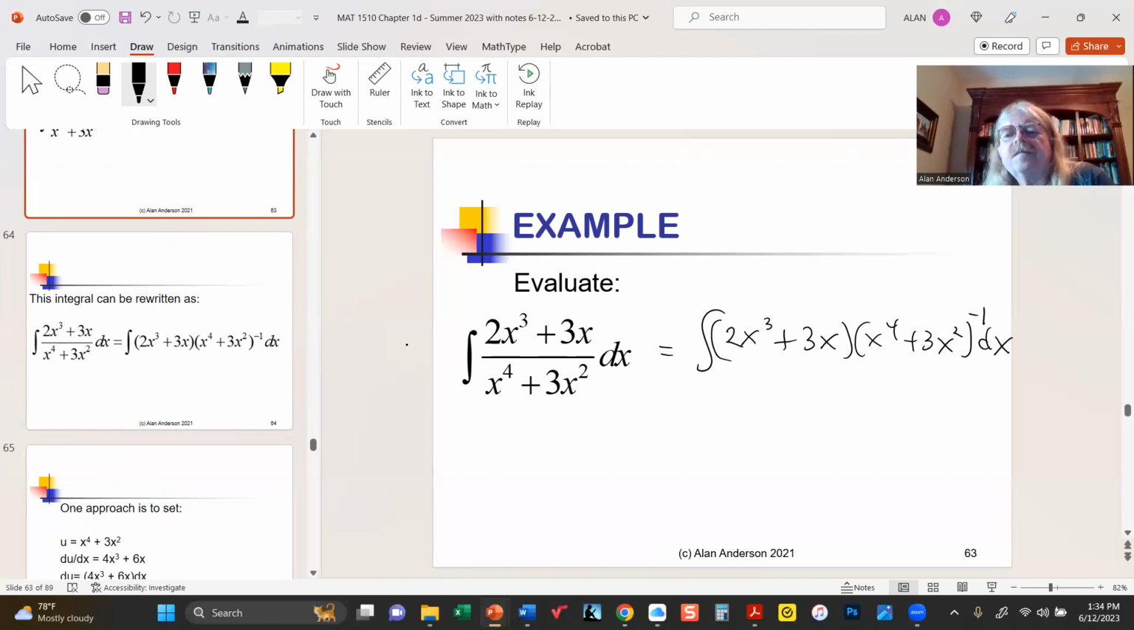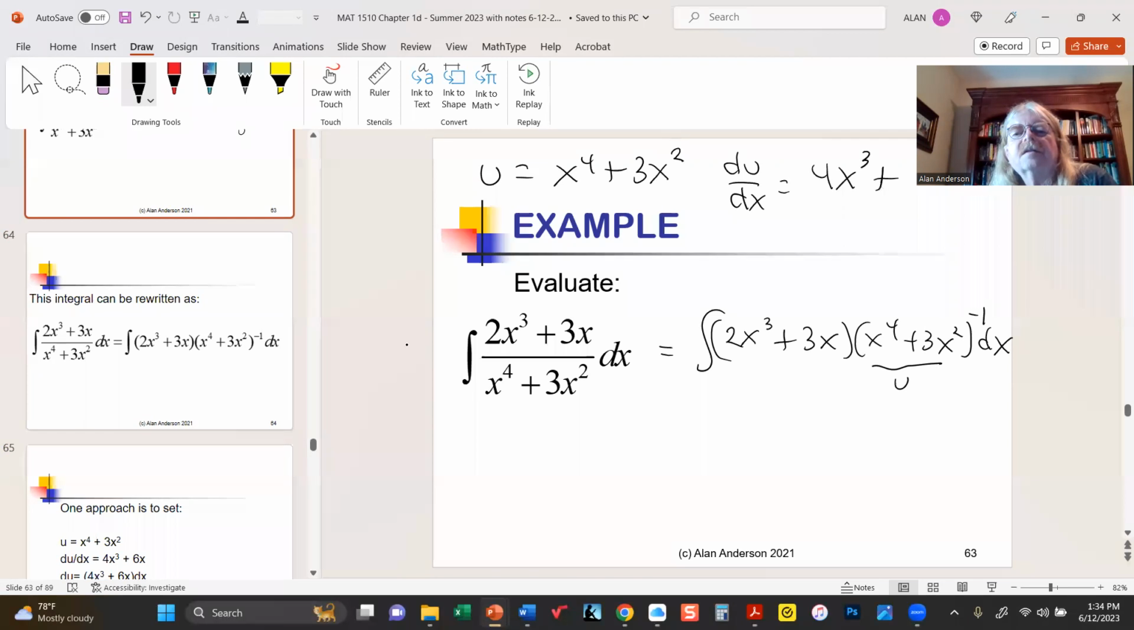So here's what we're going to do. Why don't we let u be this piece right here? Then du/dx would be 4x cubed plus 6x. du is (4x cubed plus 6x) dx. Do we have that? No, but we're pretty close to having it, because if we multiply this expression by 2 and combine it with this dx, we will have what we need.